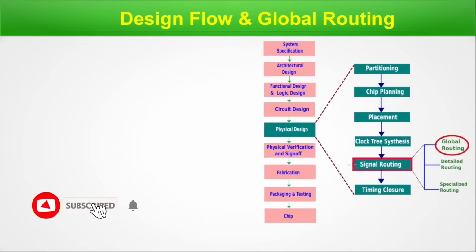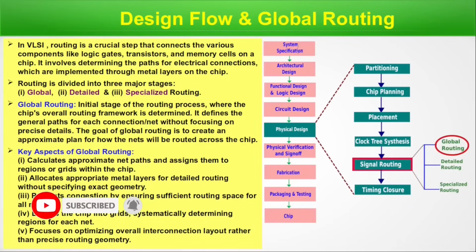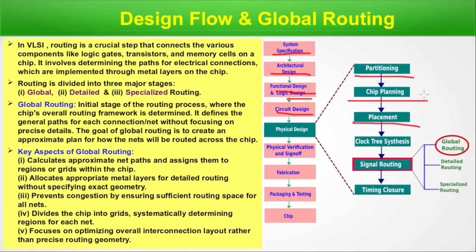Design flow and global routing. This is the infographic we are using in the episodes based on backend. The VLSI design flow starts with system specification, then architectural design, functional design, logic design, circuit design. After that, physical design. Once we get the synthesized netlist, whatever we do after that is part of physical design. And physical design is not a single step. There is partitioning. We have done placement as a part of chip planning, floor planning, and ground and power pin routing. That is also done.